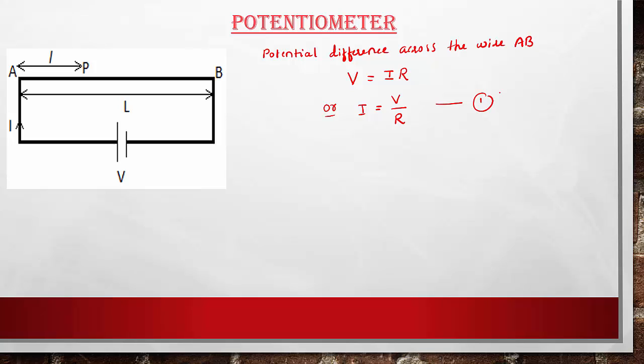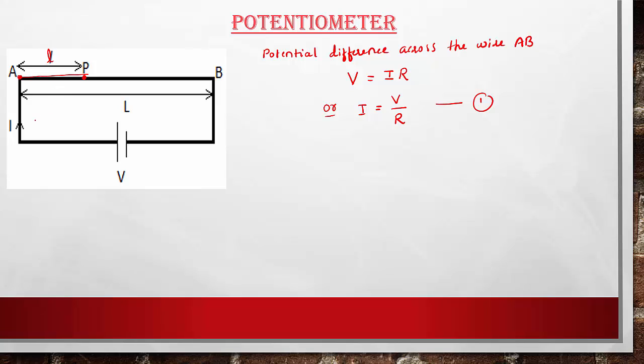Now let us move the sliding contact on the wire up to the point P. You can observe this diagram. I am going to move the sliding contact from A to P on the wire. Now let us consider a point P on the wire. Capital L indicates the total length of the wire connected in the potentiometer. But when we move the sliding contact on the wire up to the point P, the length is, let us take it as a small l.